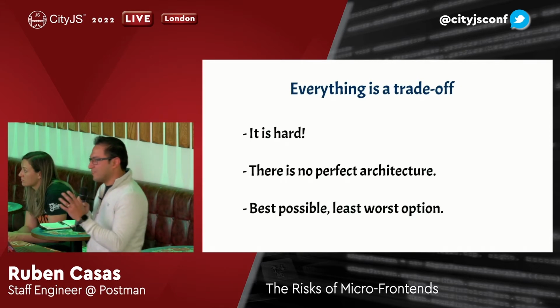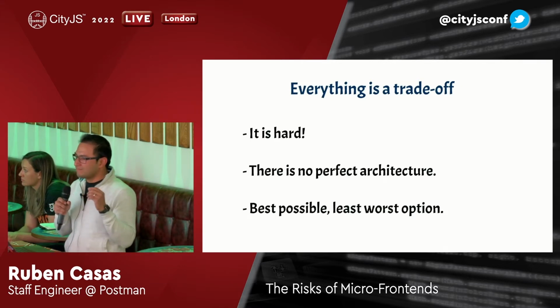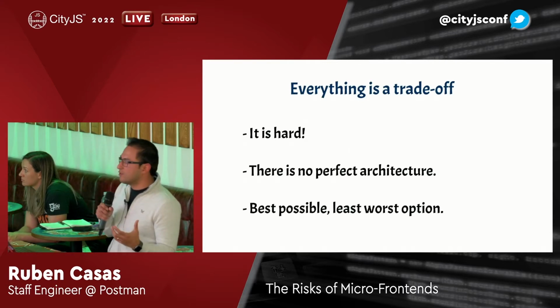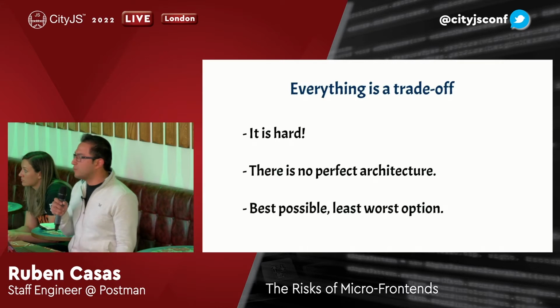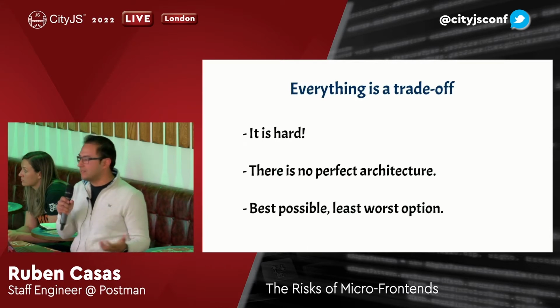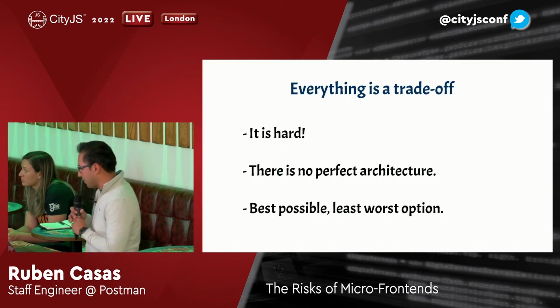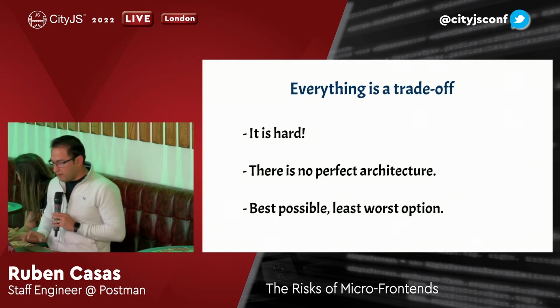Also, there is no perfect architecture. The best thing that we can do is to go for the best possible case scenario, the least worst option. It's not going to be the best, the greatest, but at least it's going to solve your problem. So let's see where Bob went wrong.